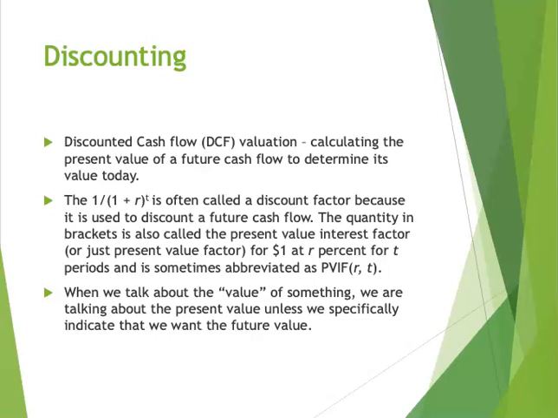So let's look at what a discounted cash flow means. Like I said before, it's calculating the present value of the future cash flow to determine what the value is worth today. The 1 divided by 1 plus r to the power t is also called the discount factor, because we use it to discount our future cash flow. We had also seen this on the slide for the present value. And when we talk about the value of something, think of it as present value until they explicitly state that they're looking for the future value.